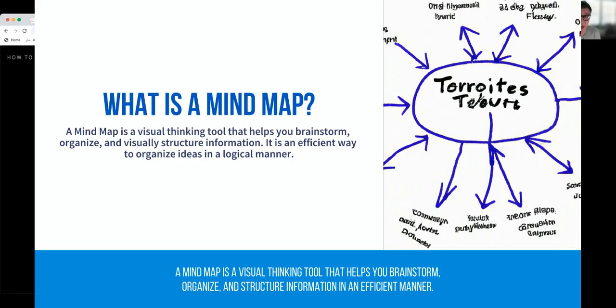The first thing that we want to do is to just define what a mind map is. It's essentially a visual thinking tool, and it's designed to help you brainstorm, certainly, but I think more importantly, organize and visually structure information so you can recall it on the bar exam itself. In my experience, it's the most efficient way to organize ideas in a logical manner. And as you'll see, we've just done some very simple, quick illustrations just to give you a sense that you can do this by hand very simply, and it's really just a way of creating a visual note-taking system.